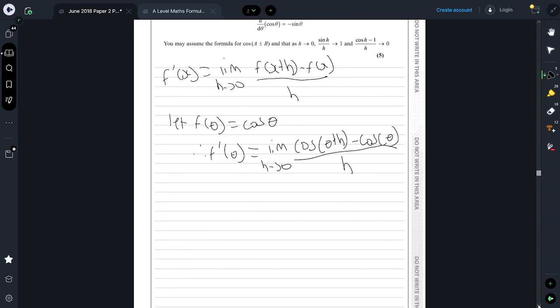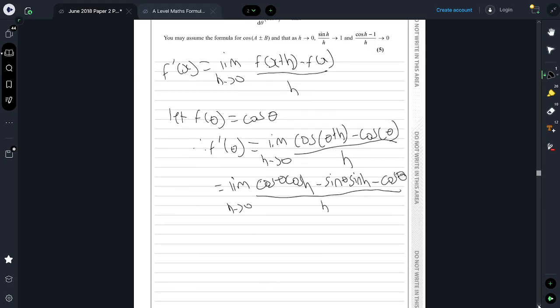Okay, now, again, not with brackets. If you have a double angle, it might be best to expand it. So you should know, it's in the formula book, the cos of the double angle, cos of a plus b, here theta plus h. Substitute that in. So you should know that is cos theta cos h minus sine theta sine h, minus cos theta, which comes from here, obviously, over h.